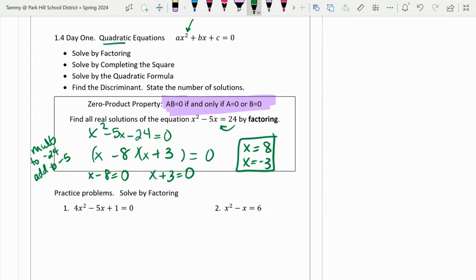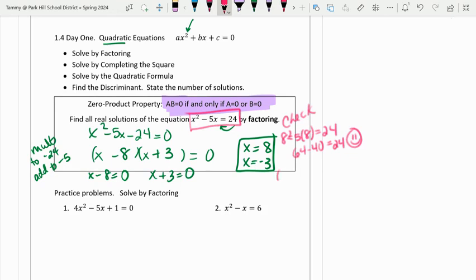How do you know if that is correct? I'll just show you. You can check it. So if I put 8 into my original equation, it'd be 8 squared minus 5 times 8. Does that equal 24? So that's 64 minus 40 equals 24, and that's a check.